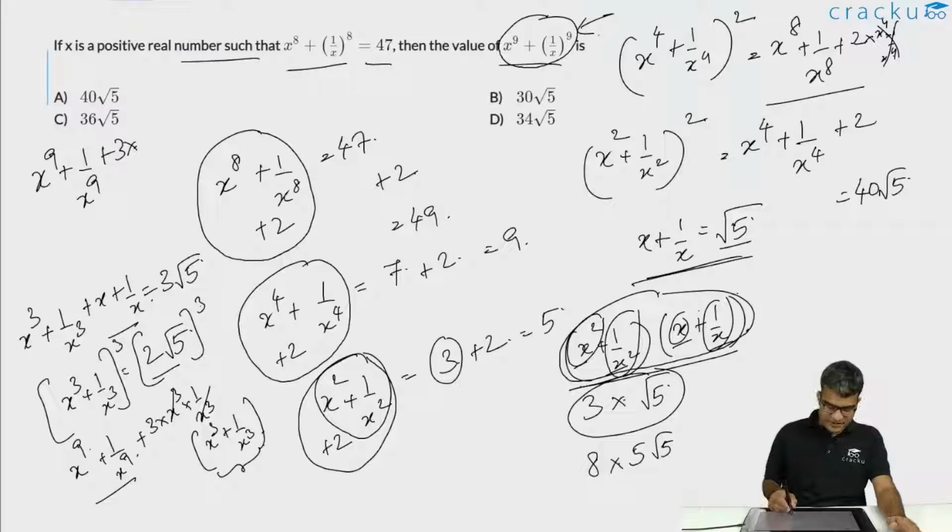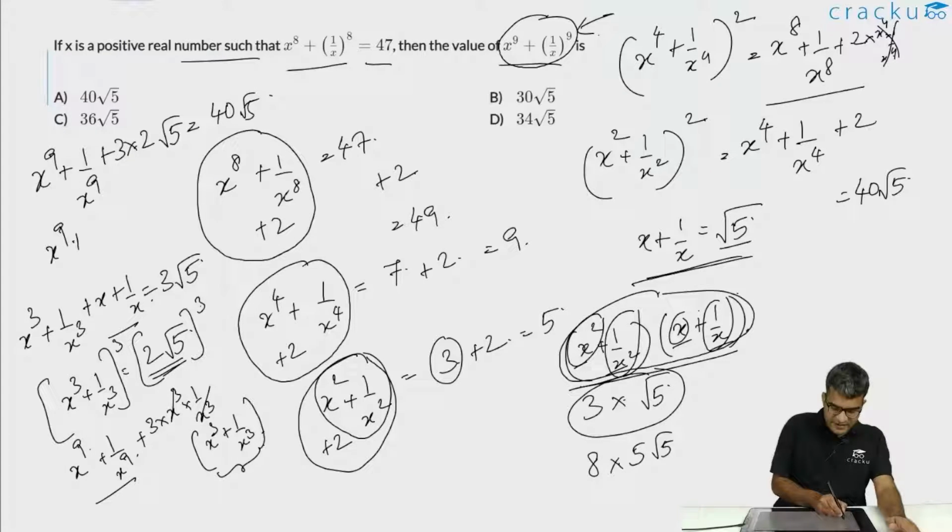X cube plus 1 by x cube we have already calculated over here. That will be equal to 2 root 5. So plus 3 into 2 root 5 is equal to 40 root 5. Or the value of x to the power 9 plus 1 by x to the power 9 is equal to 34 root 5. So the answer for this question is option D.